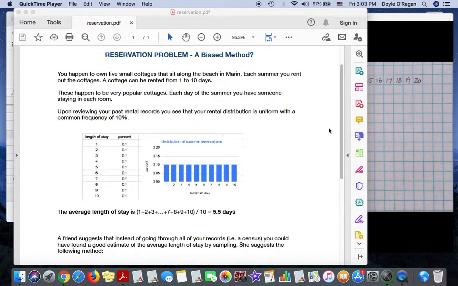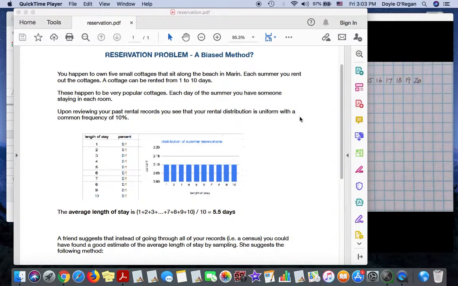So this is what I call a reservation problem. You happen to own 5 small cottages that sit along the beach in Marin. Each summer, you rent out the cottages. A cottage can be rented anywhere from 1 to 10 days. These happen to be very popular cottages. Each day of the summer, you have someone staying in each room. In other words, never a vacancy.